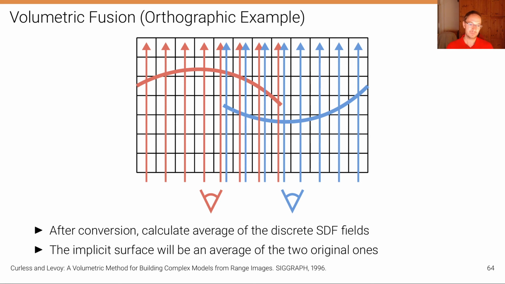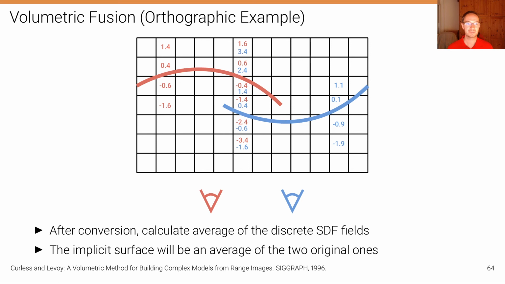So what we do here effectively, after this conversion into this discretized SDF representation, is to calculate the average of the discrete SDF fields, because this gives us an average of the implicit surface. So by doing the average on these SDF values, we will also average the implicit surface that we afterwards extract.